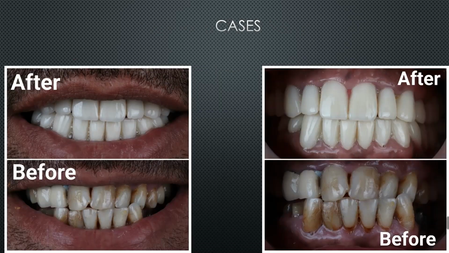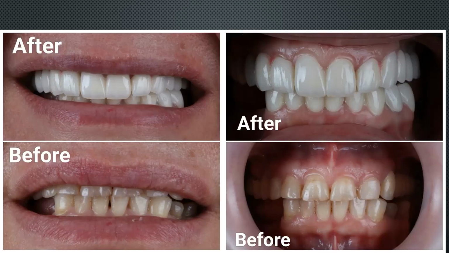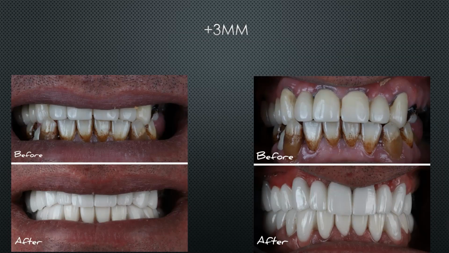So now we'll take different cases on the same protocol. One of my patients came with a crossbite and an old bridge. We see here what happened, we changed it. Take another case. This patient has reduced vertical dimension. Look what happened here and here. Look at the finish line. Everything is perfect.